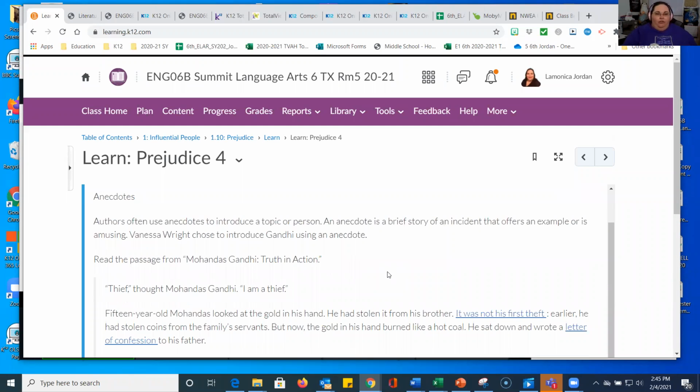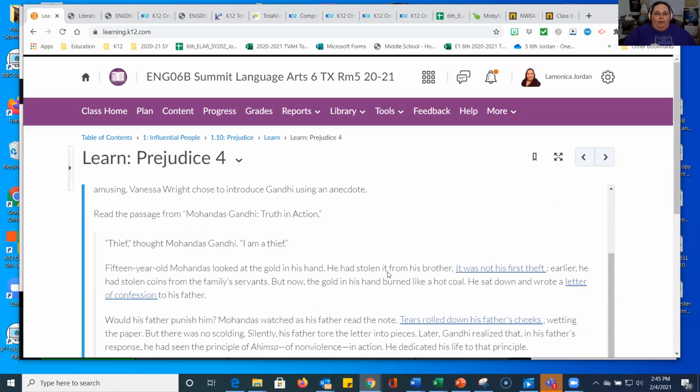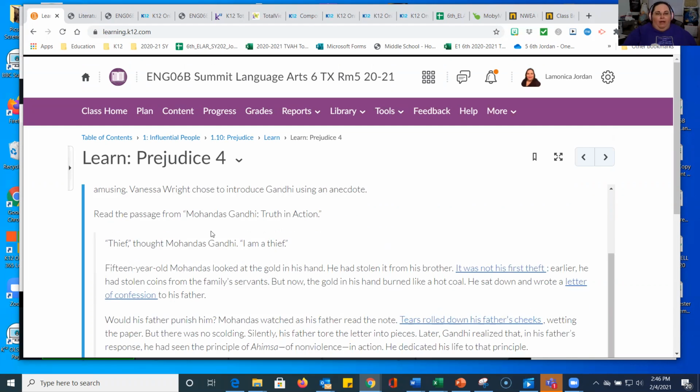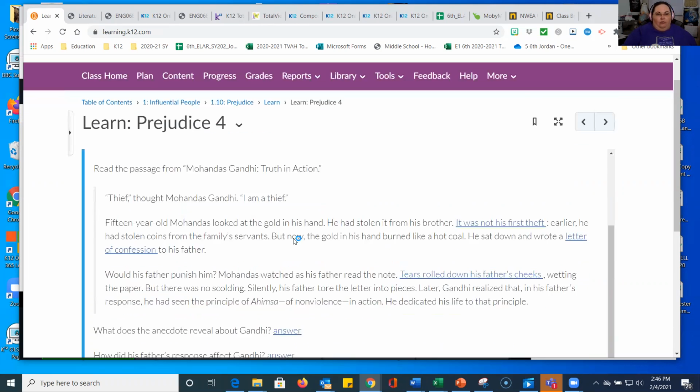Anecdotes. Authors use anecdotes to introduce a topic or a person. An anecdote is a brief story or an incident that offers an example or is amusing. Vanessa Wright chose to introduce Gandhi using an anecdote. Read the passage from Mahatma Gandhi, Truth in Action.